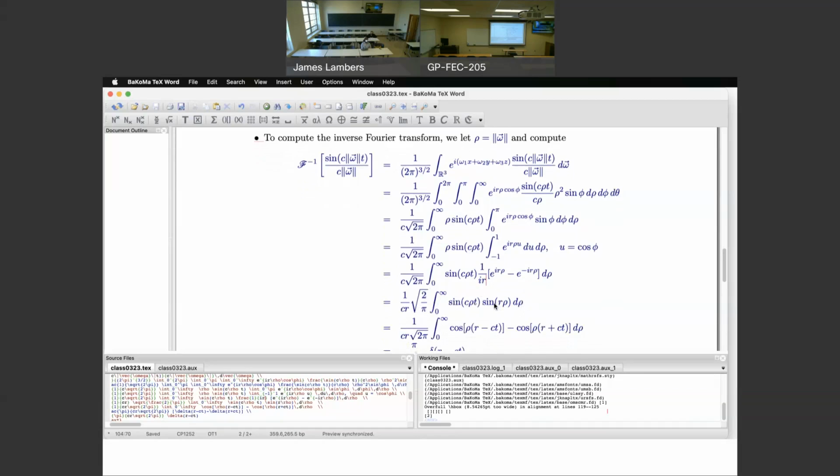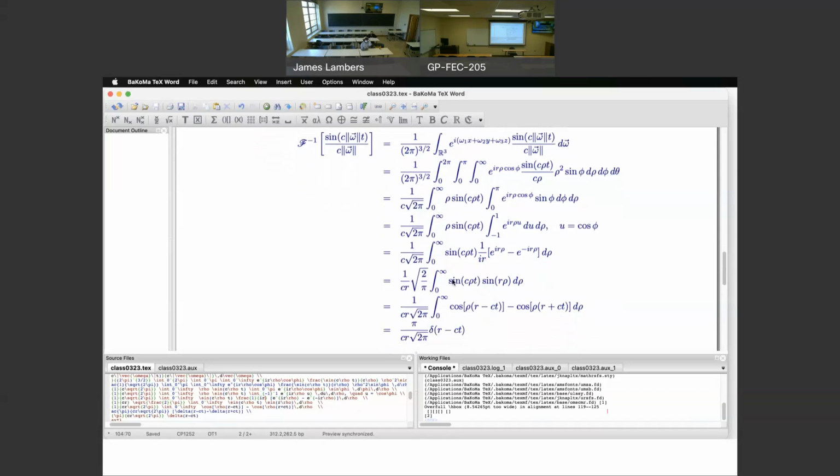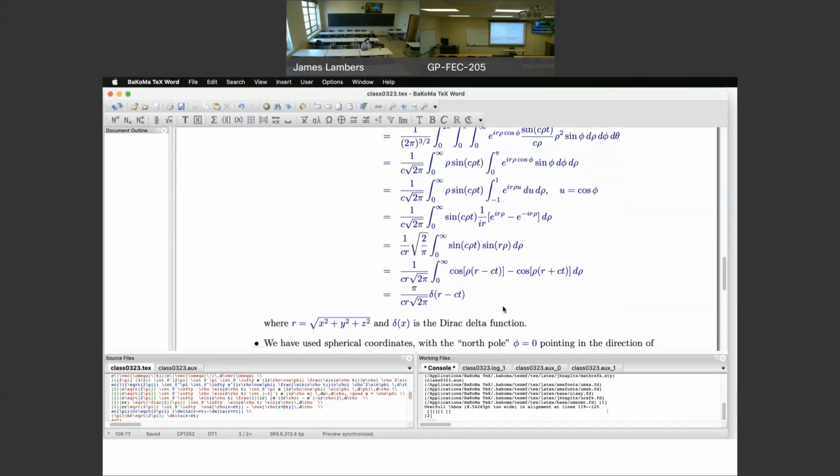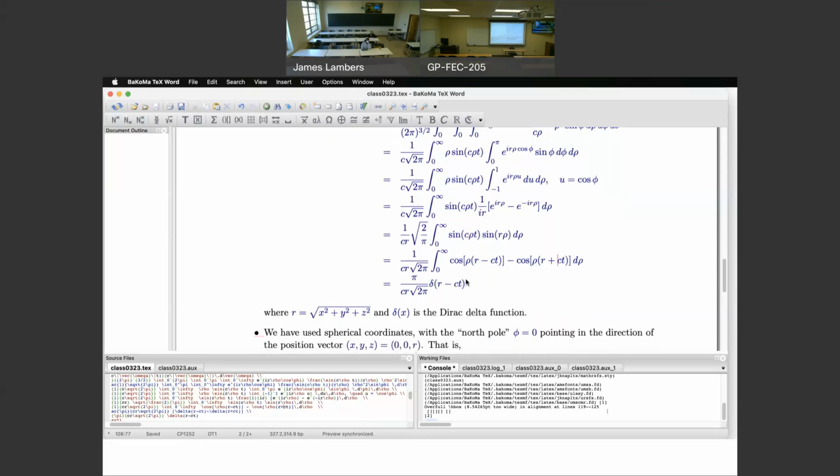A product of sines is difficult to evaluate by itself. I rewrite it using a product to sum formula. That gives me cosines that I can evaluate. But this actually turns out to be, so this integral works out to be from 0 to infinity, the Dirac delta function, evaluated at r minus ct. So that worked out beautifully at least.